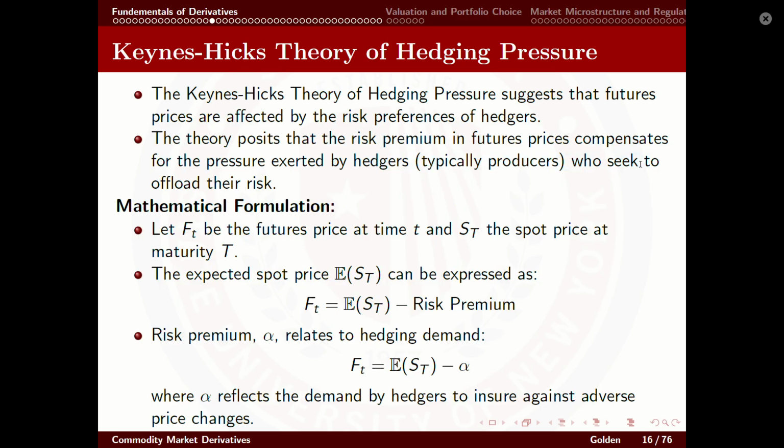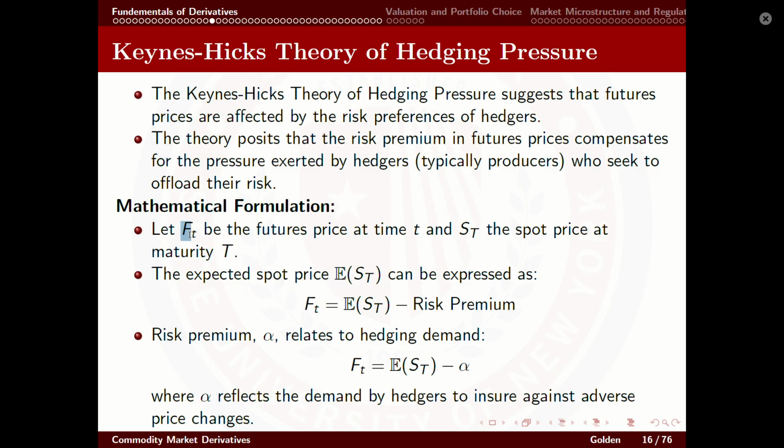This isn't necessarily true. It might be that there are a lot of consumers in the market who are more exposed to risk, but it's typically true, and this is the first theory of hedging pressure that came out. This is the first theory of how these prices formed: the idea that hedgers are seeking to offload risk and are willing to pay a premium for this. So let F(T) be the futures price at time T and S(T) be the spot price at maturity T.